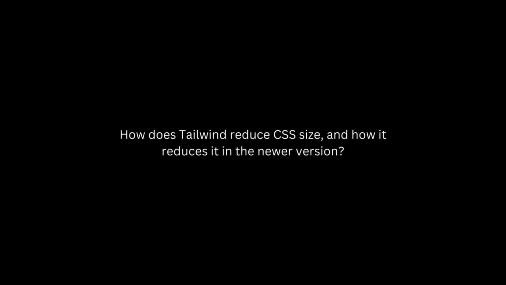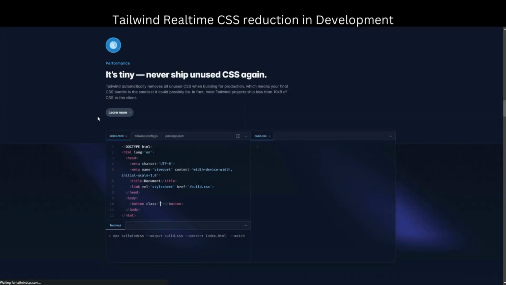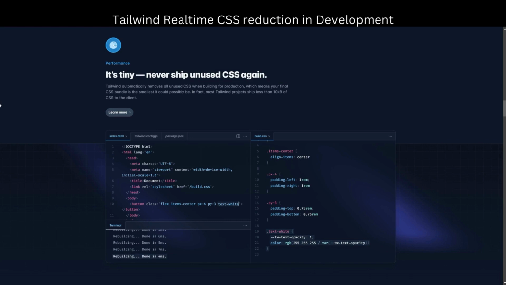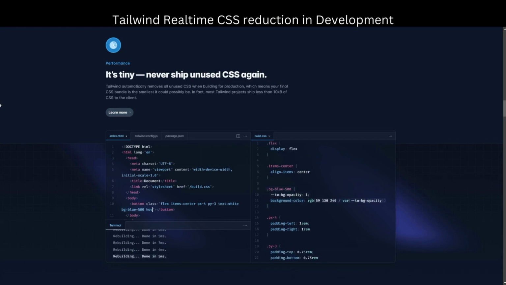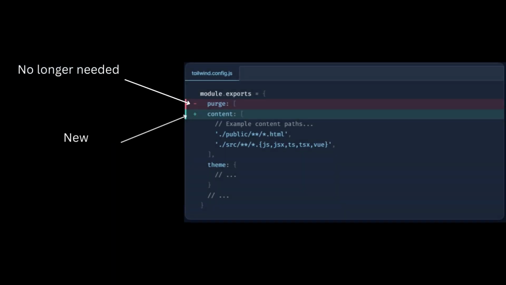How does Tailwind reduce CSS size and how does it reduce it in the newer version? The newer version of Tailwind uses the JIT feature which generates CSS on demand, which we have talked about earlier, further reducing the file size. Previously, we had to use PostCSS for removing the unused CSS styles in the production build, but with the newer Tailwind version, it comes pre-enabled right out of the box.